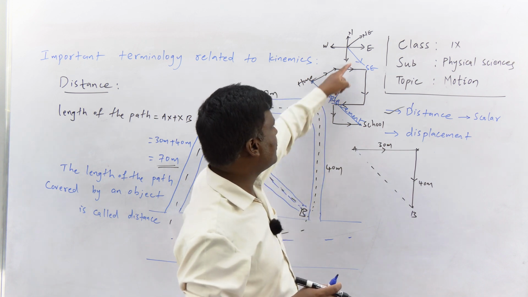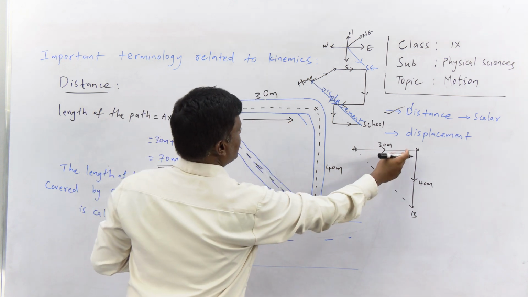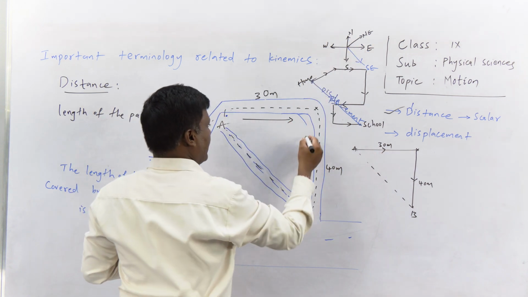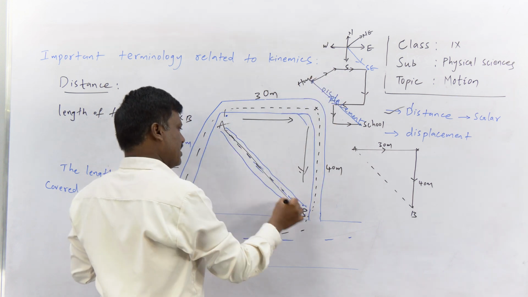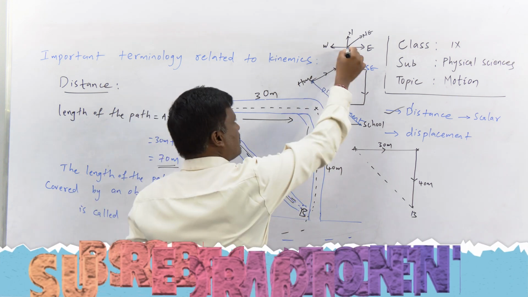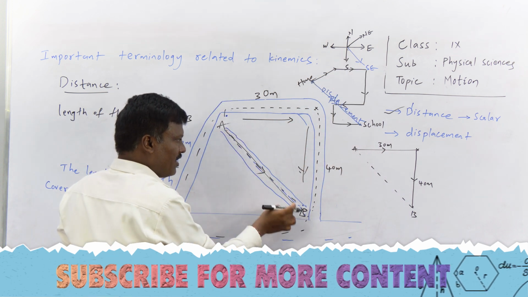Here what is the direction? Southeast. Here also you see. So this is what direction? East. Right? According to this. Next, what is this direction? South. Right? Now I am going to talk about this. What is this direction? This is also southeast only. Now we are going to calculate this.